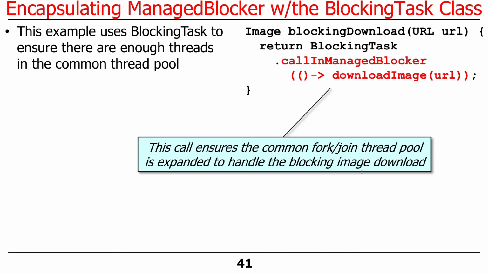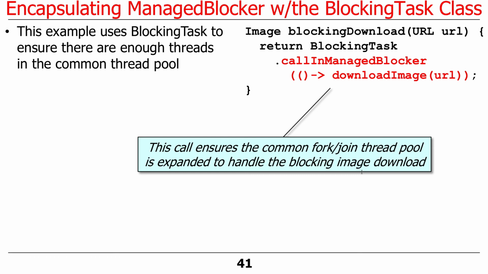So all we have to do here, this is really cool, we simply say, let's assume that there's another method called downloadImage, which does the downloading. Don't worry about the details. It's just going to go out, open a connection to that URL, and then suck the contents down. So downloadImage on the URL, that's just a good old-fashioned lambda expression. We're just saying, download the image, except we're going to call this thing in the context of BlockingTask.call in ManagedBlocker.